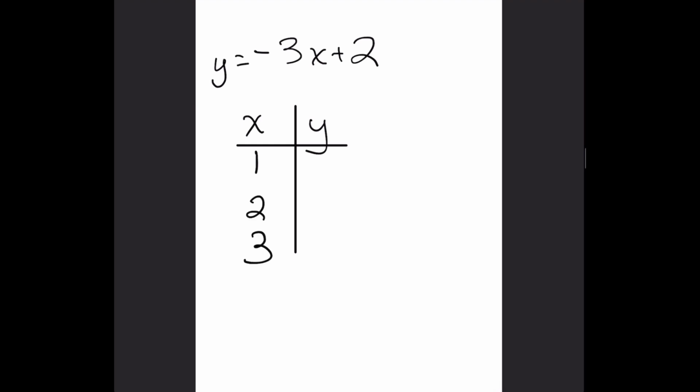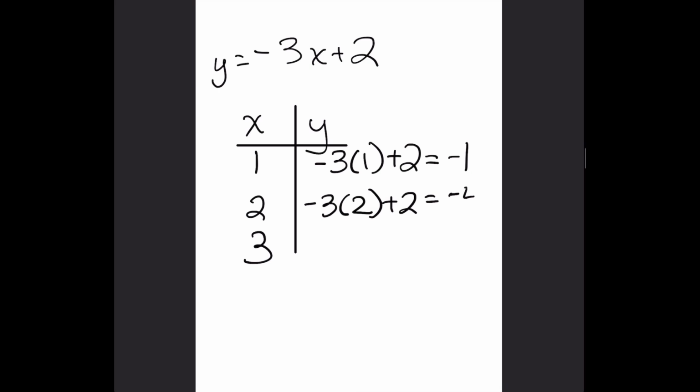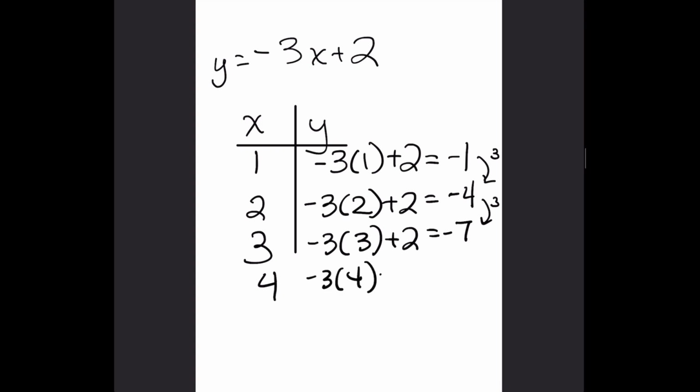So 1, 2, 3. When x is 1, I have -3 times 1 plus 2. So -3 plus 2 is -1. When x is 2, I get -3 times 2 plus 2. -6 plus 2 is -4. So far I have a difference of 3 between these two numbers. -3 times 3 plus 2. -3 times 3 is -9. -9 plus 2 is -7. So I still have a difference of 3. Even if I go to the next number, 4, -3 times 4 plus 2, I'm still going to get that difference of 3. -12 plus 2 is -10.